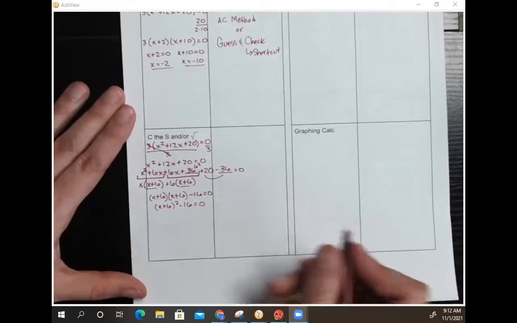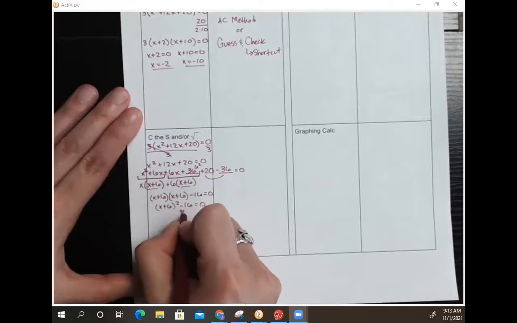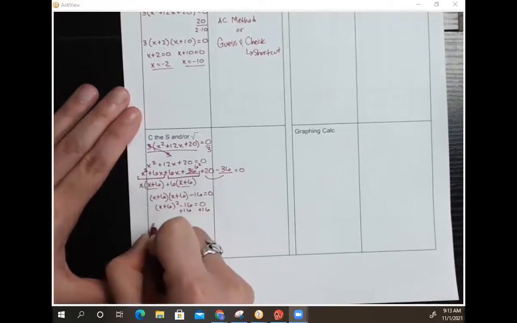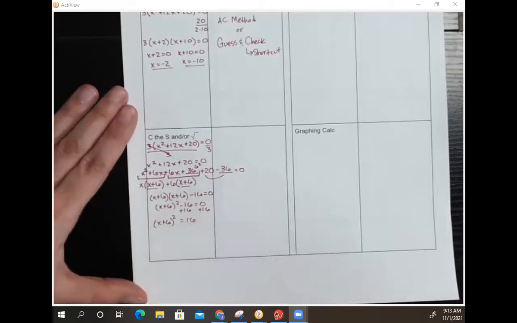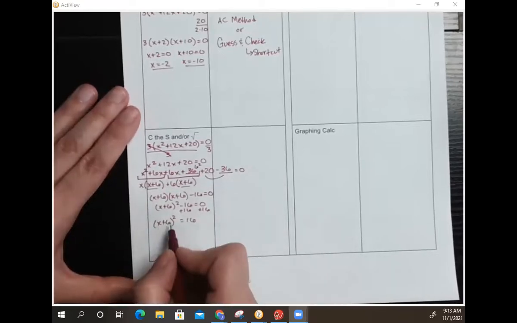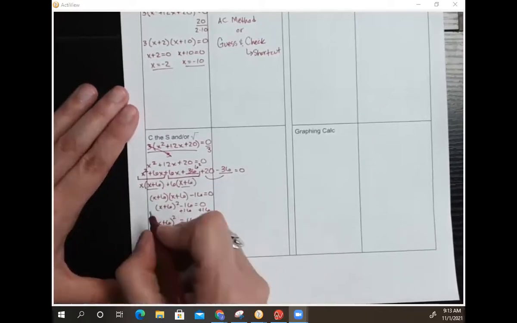Okay, to solve with square roots, I need something in parentheses squared. I need a squared thing. So now I can move the 16 to the other side, and I get x plus 6 squared equals 16. Now that I have the squared thing by itself, we can take a square root.